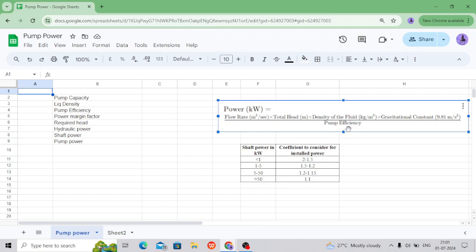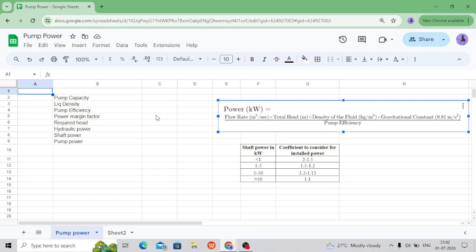I hope this equation of calculation of pump power is clear to you, which is: the pump power, which we will get in kilowatt, is flow rate into total head into density of fluid into gravitational constant divided by pump efficiency. We should make sure that the units mentioned in this equation are consistent during the calculation, where the flow rate should be in meter cube per second, the total head should be in meter, density of fluid should be in kg per meter cube, and gravitational constant should be in meter per second square. And efficiency is unitless, you all know that.